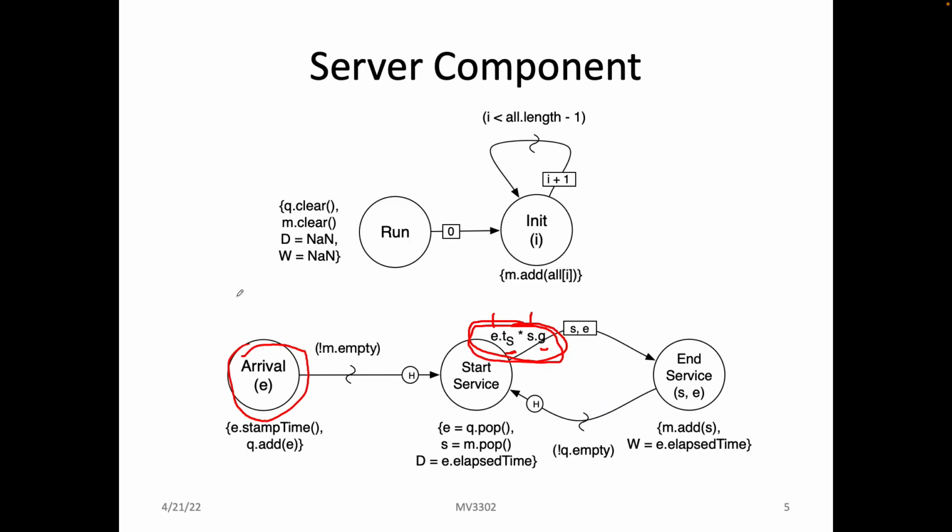And so the server component is going to hear the arrival events with no argument, but it's not going to do anything about them because it doesn't have an arrival event with no argument. But when it hears an arrival event with an argument, then it will respond to it in kind.